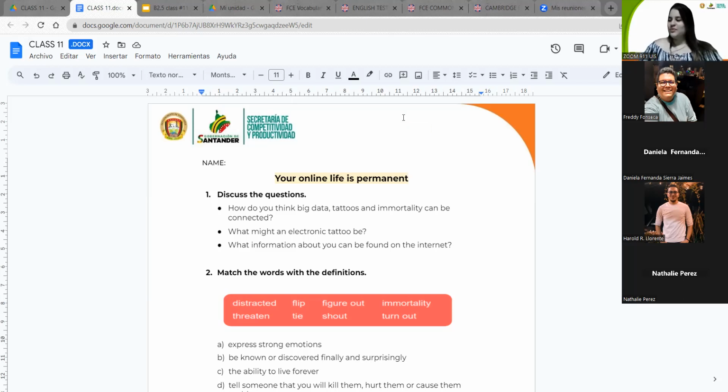Like, well, forever? A tattoo is forever? Yes, it's forever. Alrighty, Danny. Very good. Harold, do you agree? Were you going to say something similar? Yes, teacher, maybe you can use big data in order to choose a tattoo that you want to get on your skin, and that means that you have immortality. I don't know what the verb is for this immortality, to be immortal, but you know what I mean, I guess. Yeah, I think I know. Okay, so that's very interesting. What about the second question? What might an electronic tattoo be?